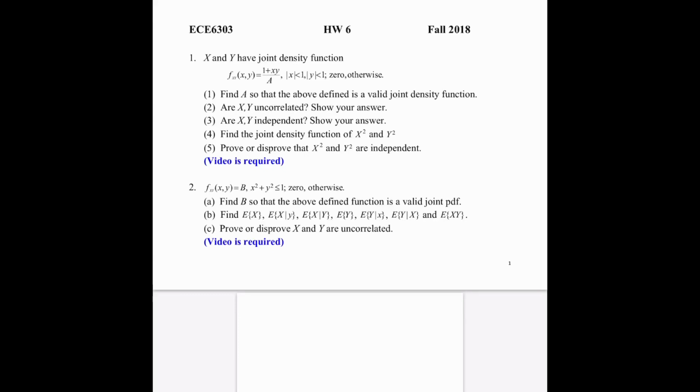Problem 1. X and y have joint density function f_XY(x,y) equals (1 plus xy) over a for the absolute value of x less than 1 and the absolute value of y less than 1, and 0 otherwise. Question 1. Find a so that the above defined f is a valid joint density function.